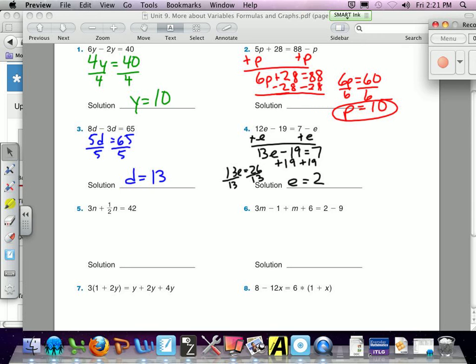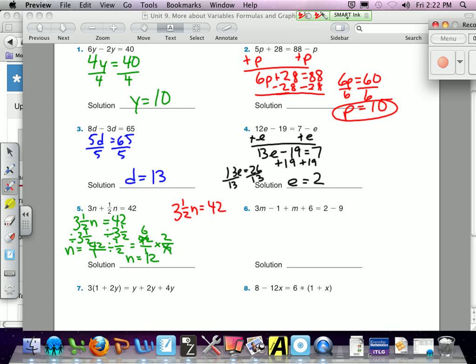For problem number 15, they threw some fractions at me. If I have 3n and a half n, I altogether have 3.5n equals 42. At this point, our typical strategy is to divide by 3.5. So n equals 42 over 1 divided by 7 over 2. So 42 over 1 times 2 over 7. Simplify before I multiply, I get 6 times 2. So n equals 12.